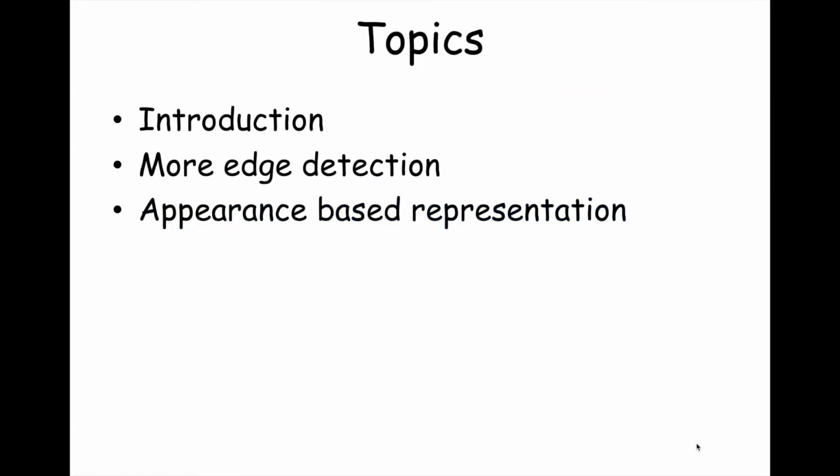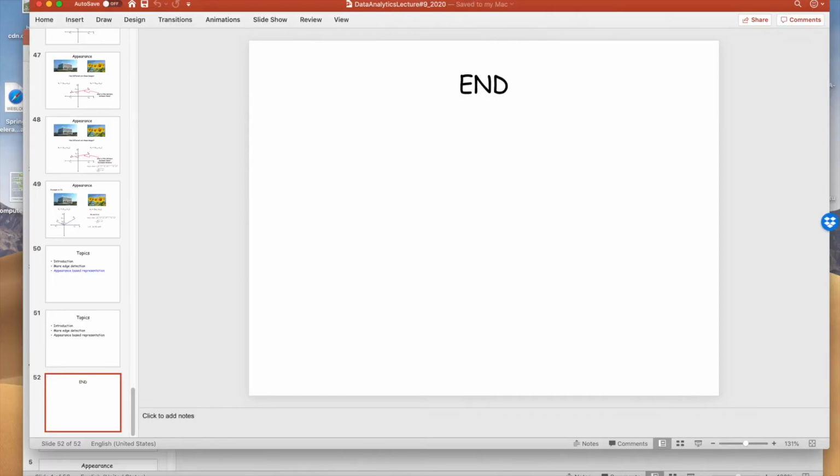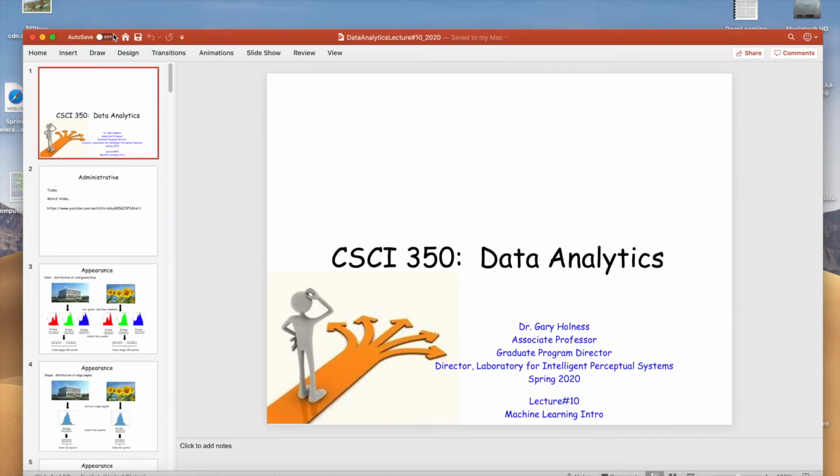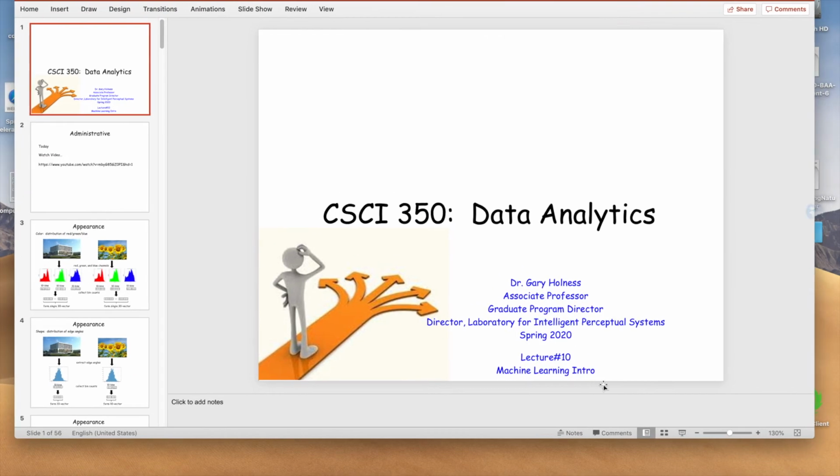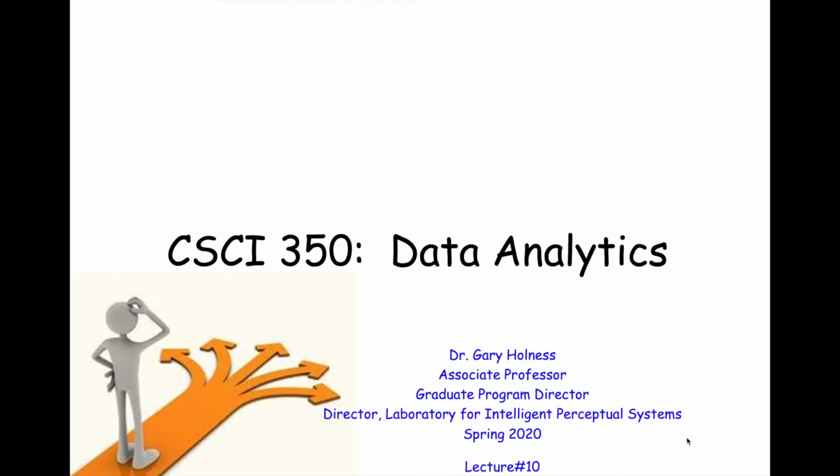So that's the end of the module for appearance-based representation. And so what I'll do, if there are no questions, is segue into the next module, which will get into an introduction, some basics for machine learning. Okay. All right.